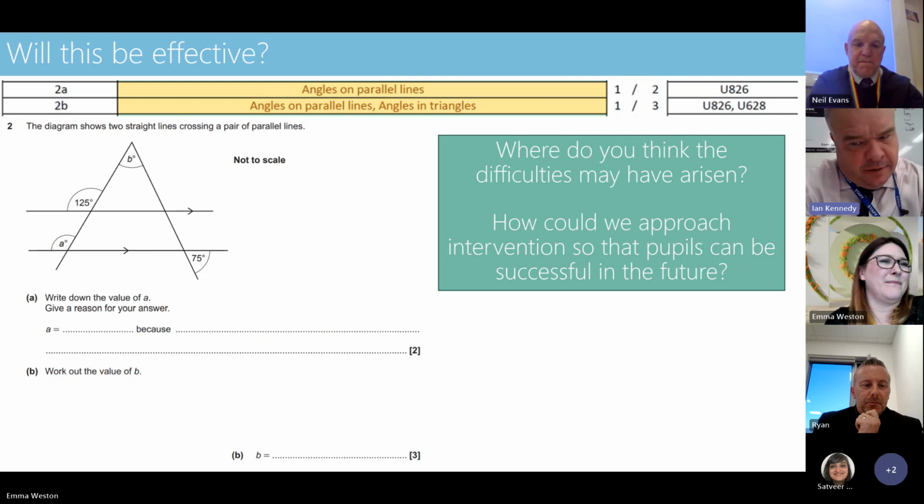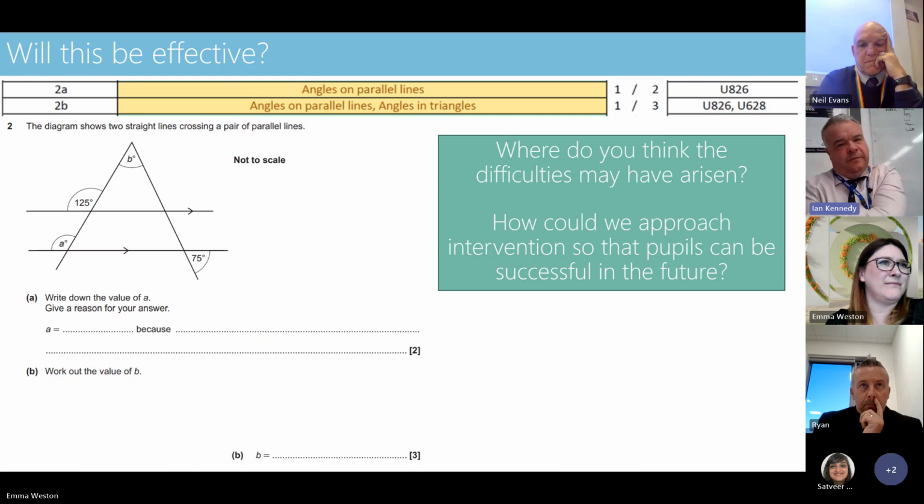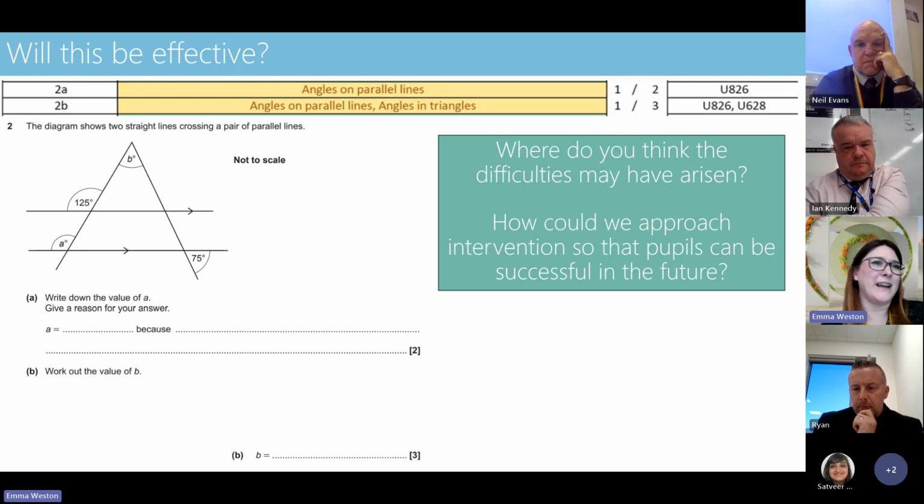Yeah, I think they may get the first mark for saying that the angle next to 125 is 55 degrees or something like that, and start to build up the answer, but then got stuck because they couldn't see it was going to be an angle in a triangle eventually somewhere along the line. They couldn't do the problem solving bit of it, they didn't know where to start, I guess. Yeah, and Neil is saying that they might assume that it's isosceles.